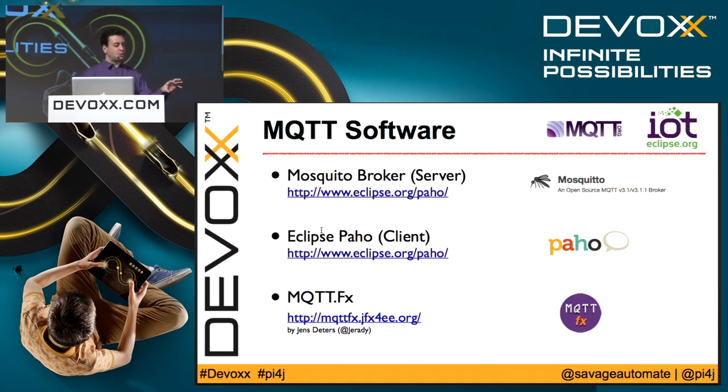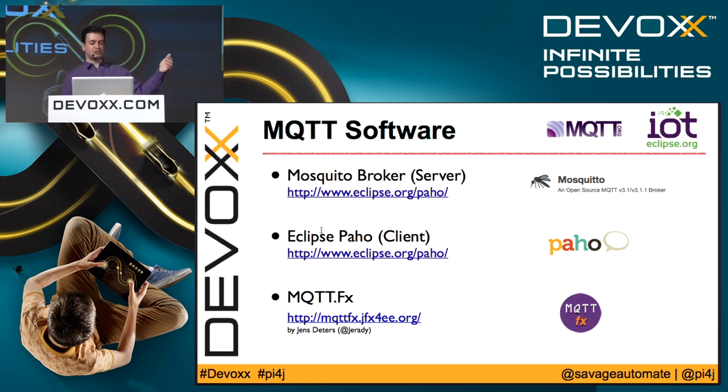For our demo today, we are going to use the following software. We've got Mosquitto, which is going to be our broker, effectively the server. It looks like I put the wrong URL there, so ignore that first URL. Mosquitto is the broker we're using.